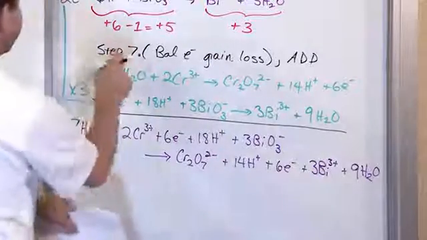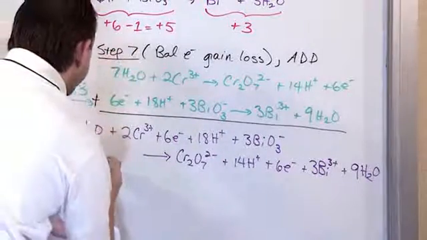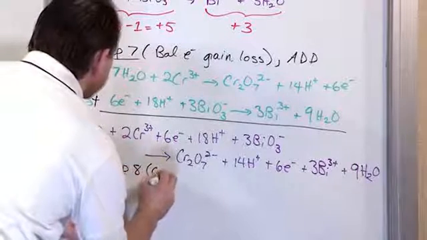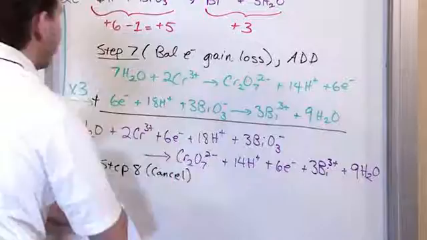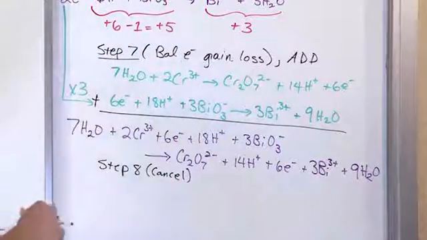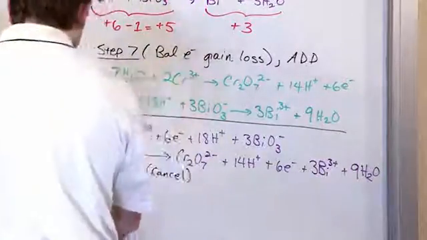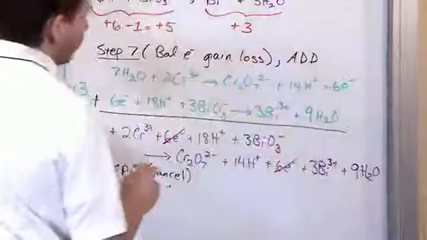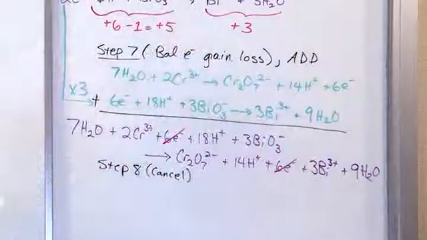Because see, this was step number 7. Step 8 is to cancel. And what I mean by cancel is anything that you can, right? So the most obvious thing that we want to cancel is the 6 electrons. They are going to cancel with the 6 electrons, because that was the whole point of what we did here. But we look at everything else.